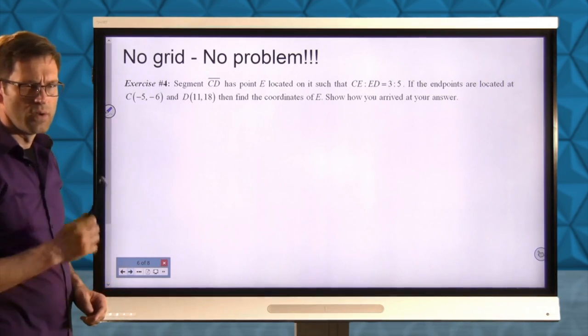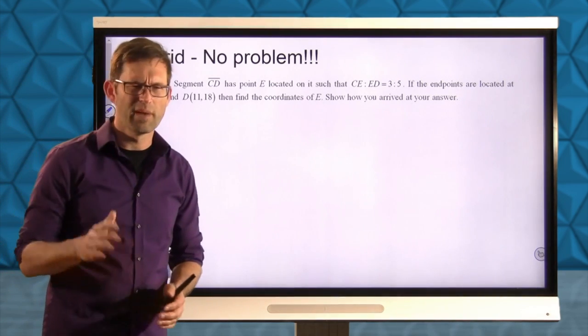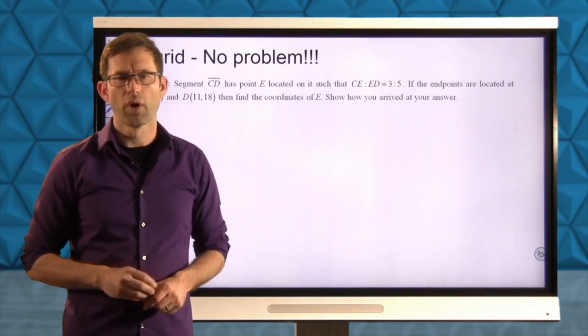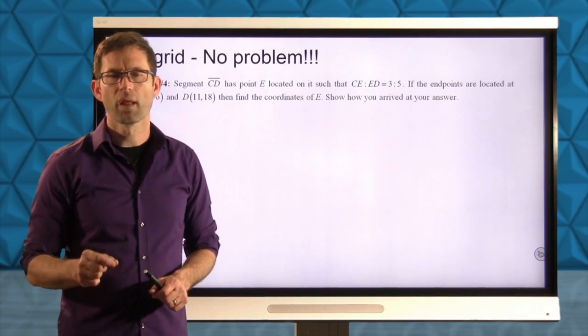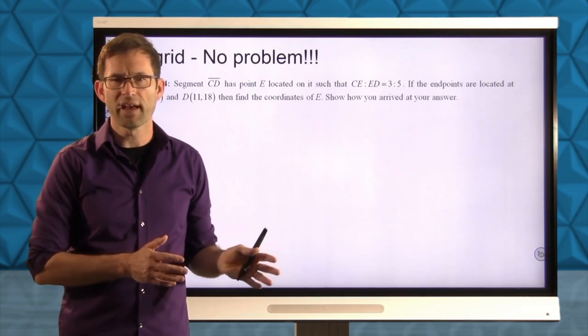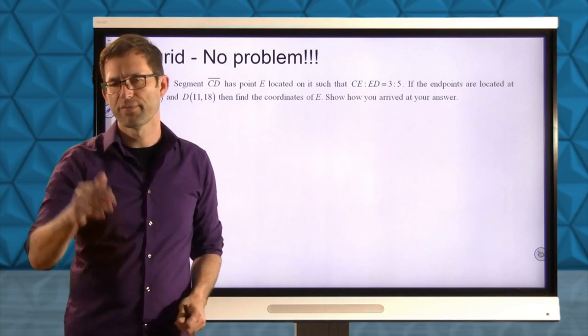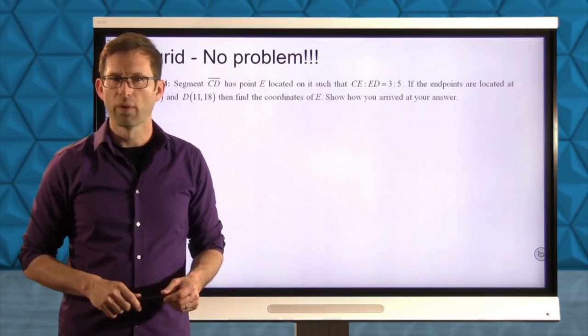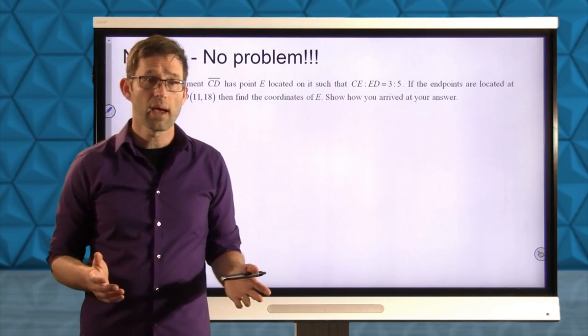Now, no grid, no problem. Maybe a little more of a problem. So what was huge in both the last two problems is that we had the line segment and we had it plotted on a grid, right? So we just had to find that x-coordinate, go to our graph, read the y-coordinate off. Let's take a look at one where we don't have graph paper, because that could happen to you.